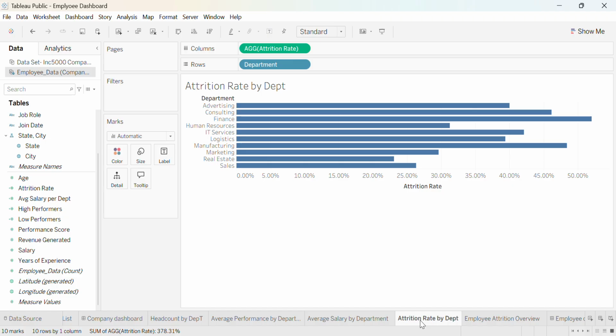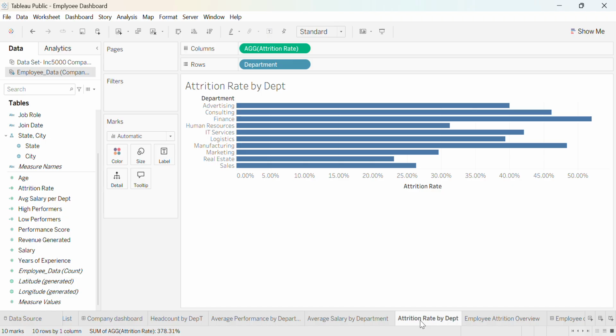Finance has an attrition rate of 50%. That means out of every 2 finance employees, 1 has left the company. This is extremely alarming. Consulting is at 45% and manufacturing is at 48%. These are all critically high numbers. Human resources is at around 30%, which is still above benchmark but more manageable. Real estate and sales have the lowest attrition at around 25 to 28%.